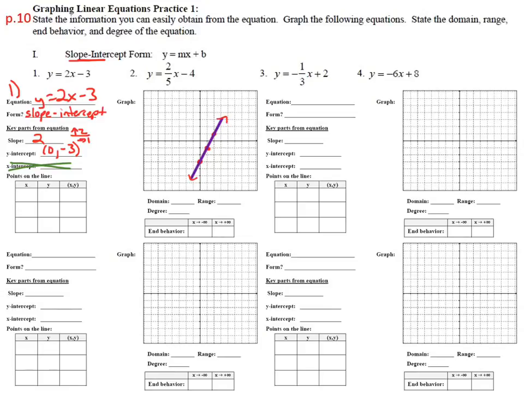So if we wanted a table of values here, we can easily start out with our y-intercept at 0, negative 3. And then other points that we got using our slope, we have 1, negative 1. And then we also have 2, 1.